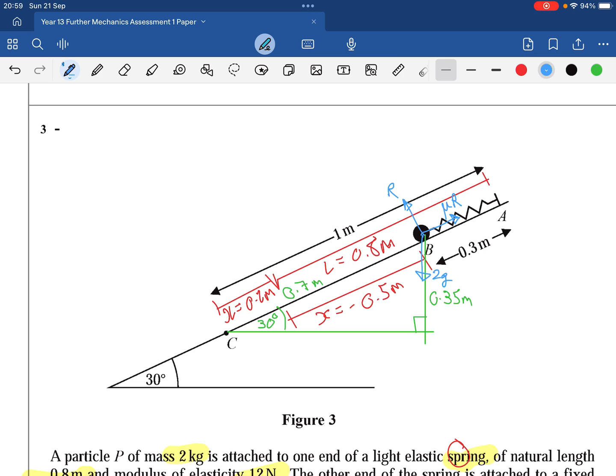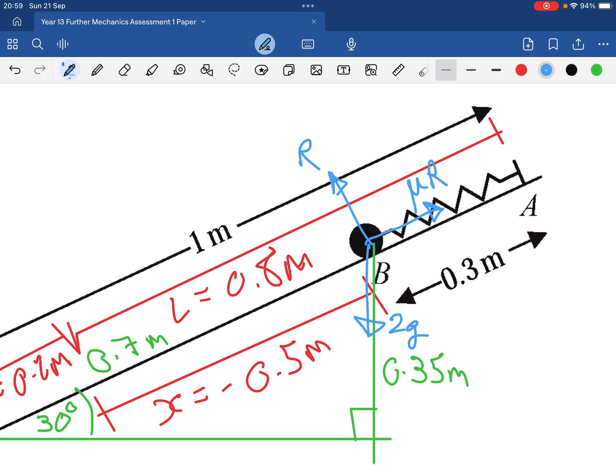So maybe our first thing then, before we think about any types of energy, we can definitely say something about these forces. And let's actually add in a couple of thetas just to help ourselves on the diagram. So if we know 30 degrees is the angle of the slope, we can also add in a 30 here.